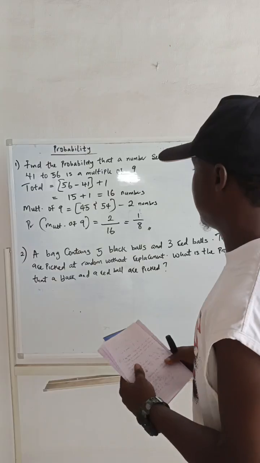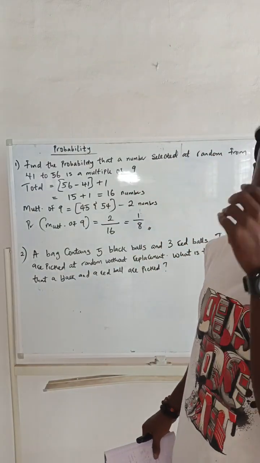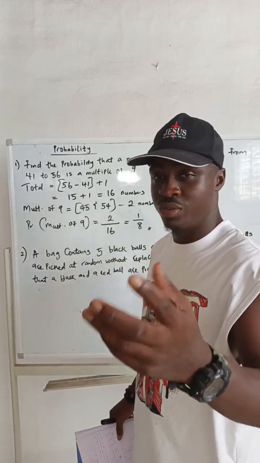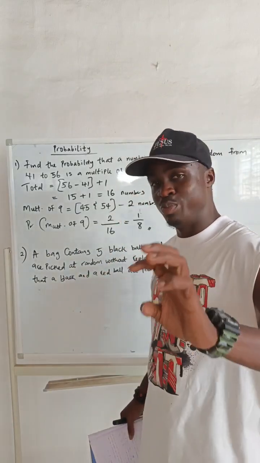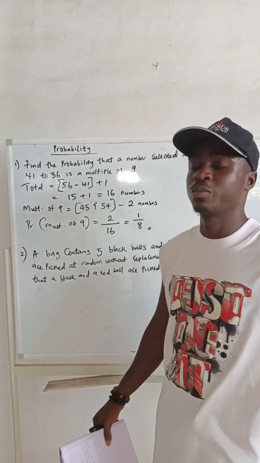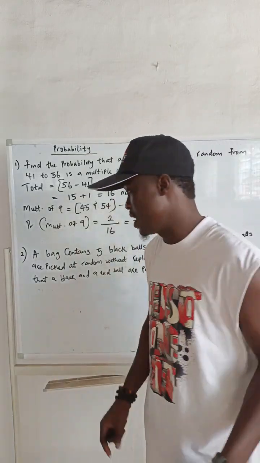Now, you see, there's a common mistake that students make, and that's when the probability has to be done without replacement. When the probability cannot be replaced, students make errors in this particular question. But I'll break it down for you and let's see how interesting it is.